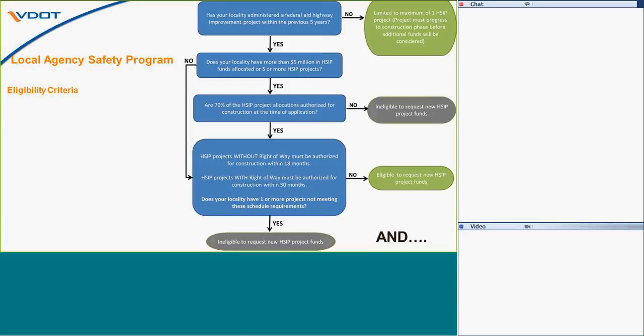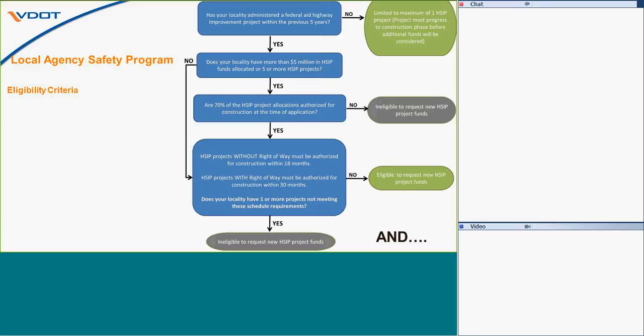Final program is the local safety program. Local maintained roadways account for approximately 20% of Virginia's serious injuries and fatal crashes, and VDOT is allocating about 20% of its annual HSIP appropriation for those projects. The allocation for fiscal year 2017 is anticipated to be in the order of about $10 million.